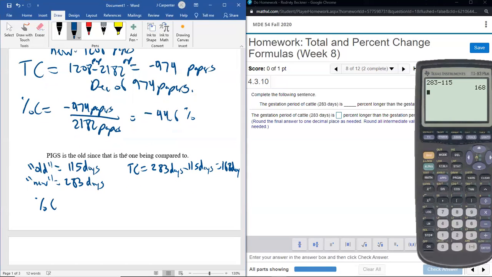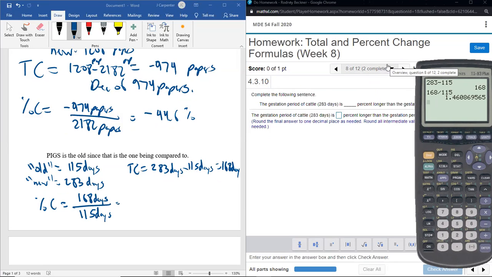So our percent change should be the ratio of the total change to the original, so 168 days in comparison to the 115 days. So we do 168 divided by 115, and we get 1.46. Now some people will think this is a percent because they got a whole number in there, and that's wrong. This is still just a decimal. So you have to take that decimal, multiply it by 100 or move it right twice, and you get 146 and some change percent.